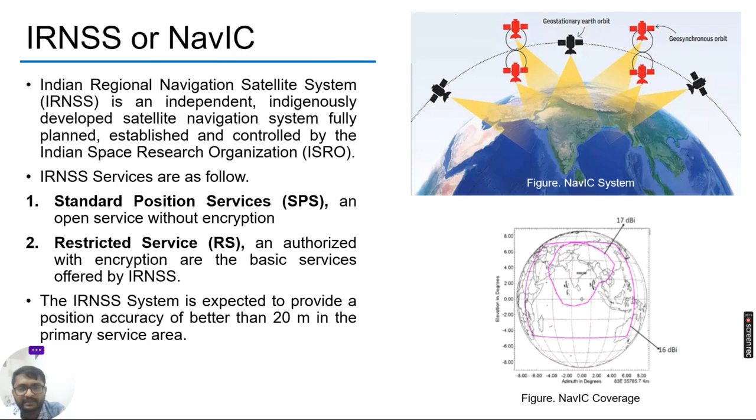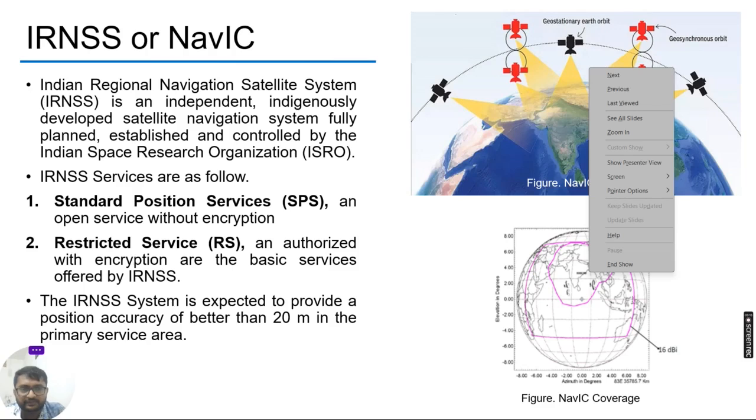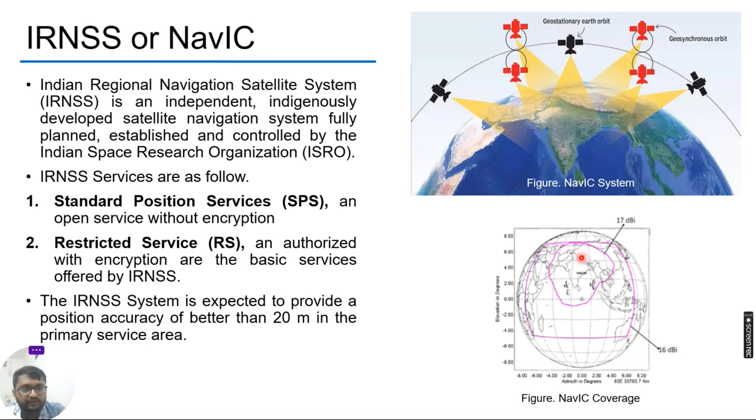So the primary region of this particular service, let me start my pointer. Here you can see the primary region is India and approximately 1000 to 1500 kilometers outside India, which is the primary zone where its accuracy is around 20 meters in the primary service area, and then we have this secondary service area.